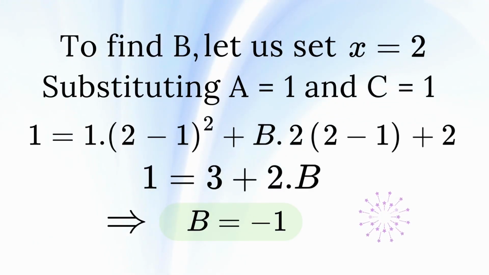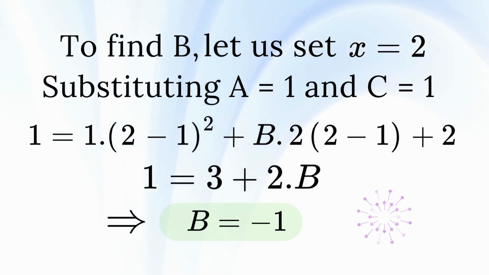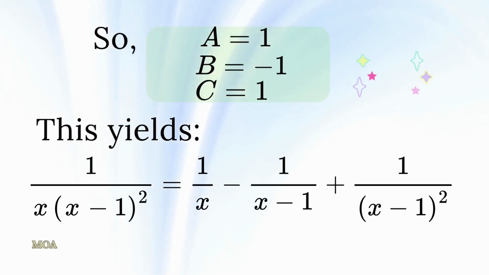To find the constant B, let us set x equals 2 in the previous identity. This gives 1 equals 1 plus 2 times B plus 2. Simplifying, we get 1 equals 3 plus 2 times B. Subtracting 3 from both sides gives minus 2 equals 2 times B. Dividing by 2 yields B equals minus 1. So A equals 1, B equals minus 1, and C equals 1.